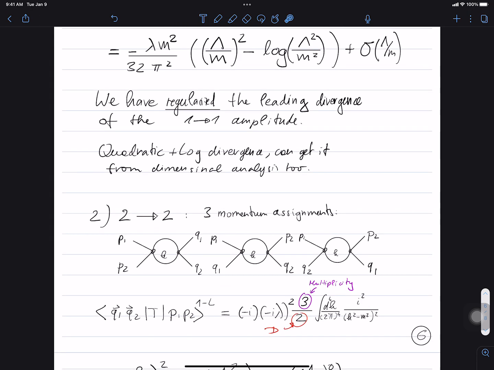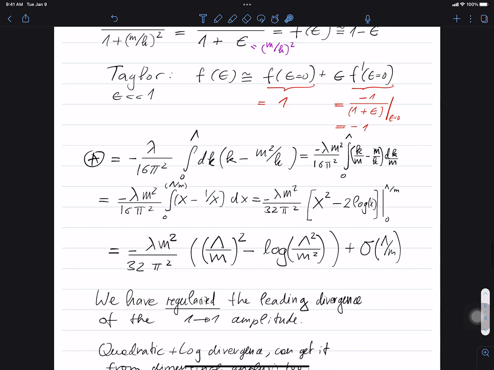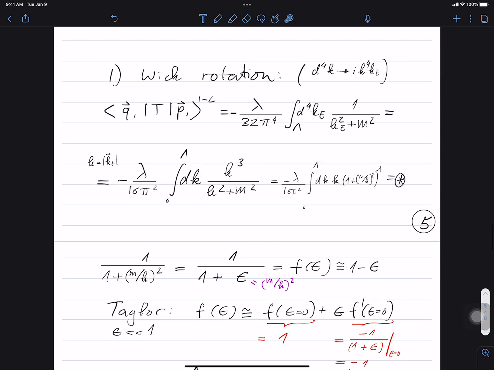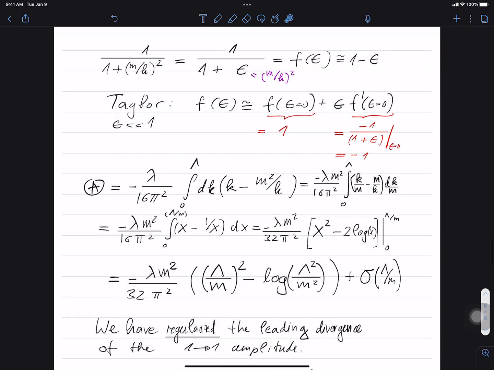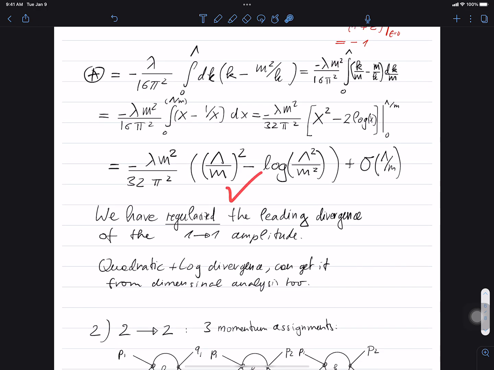Now we also have a quadratic and a log divergence. We could have guessed it from just dimensional analysis that it should go this way. For example, this expression at large k goes like k, right? This goes like k cubed, this goes like k squared when k is much larger than m. So this whole thing goes as k. Integrating k dk gives us something like k squared between 0 and lambda. So that had to go as lambda squared at leading order, which we find, and we are happy.